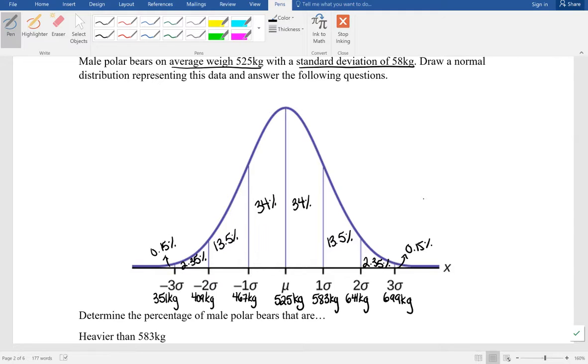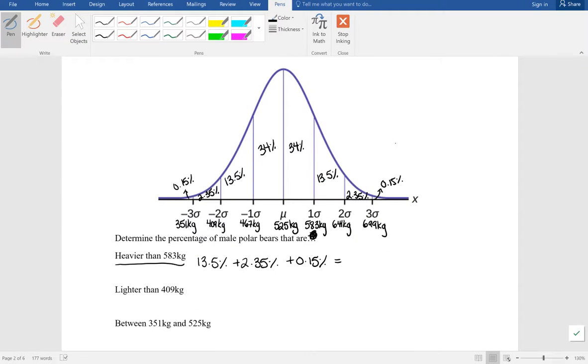What we can now do is use the data that we have, in this case, talking about the average weight of polar bears and the standard deviation, and we can place that with the normal distribution. This is going to allow us to solve a bunch of questions relating to this scenario. So let's take a look at the questions below. What we will get there is 16%.